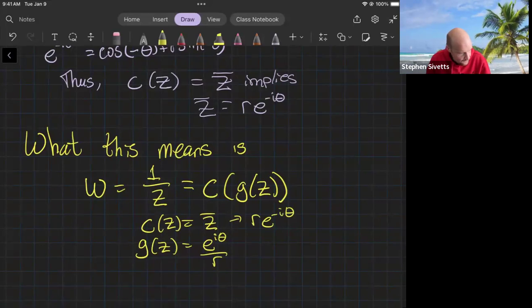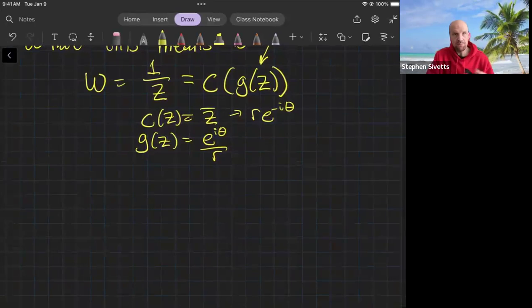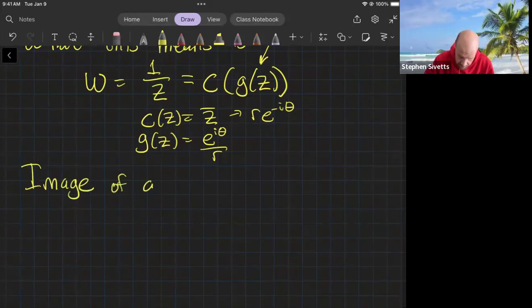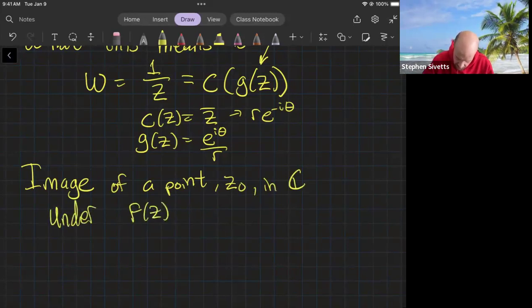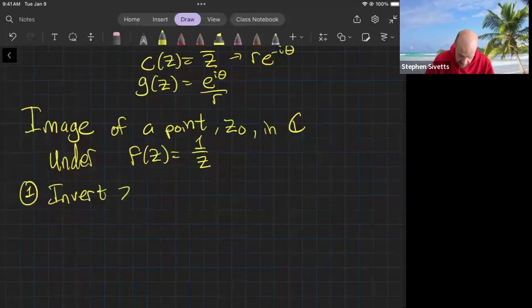So what we do here is we invert points in terms of the unit circle first, and then we reflect points about the real axis. That's the whole summary of plotting points of the complex plane under this reciprocal function. So let me write out how to find the image of a point z naught in the complex plane under this reciprocal function. This is how we do it. First, we want to invert z naught in the unit circle.